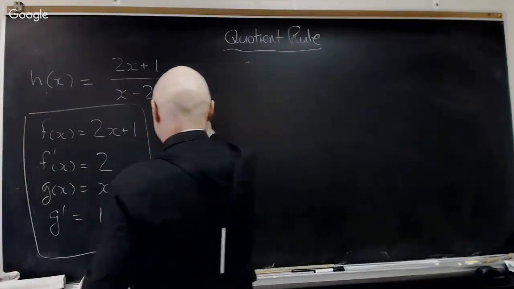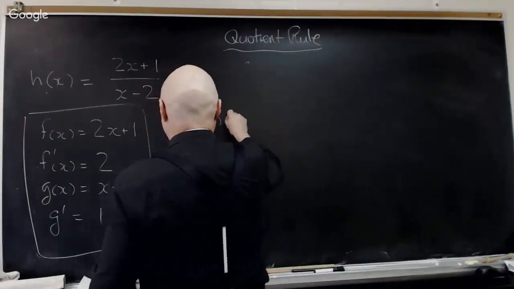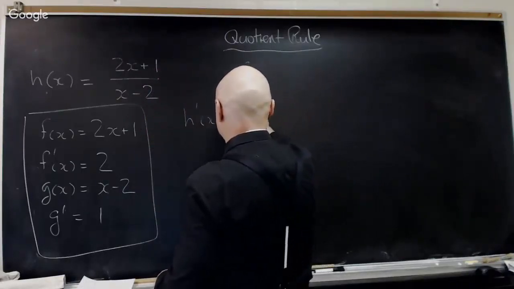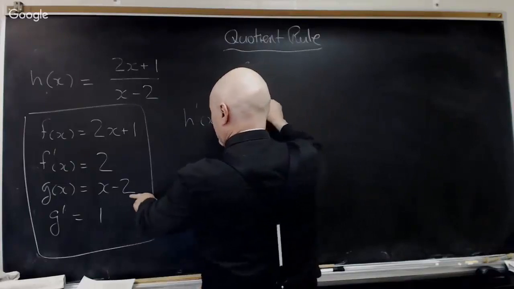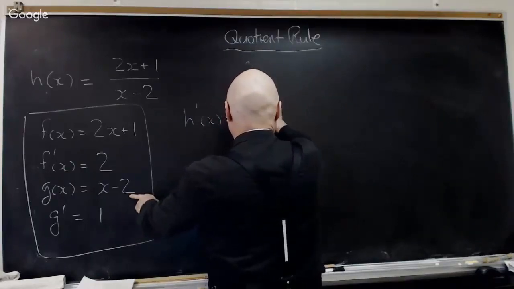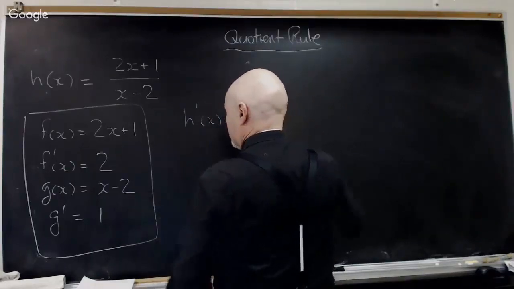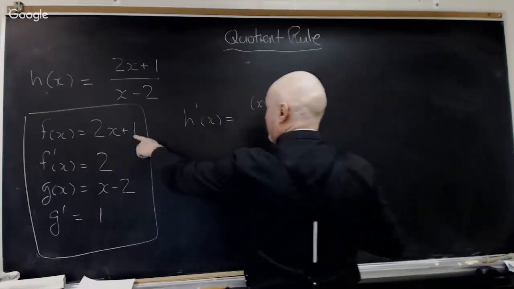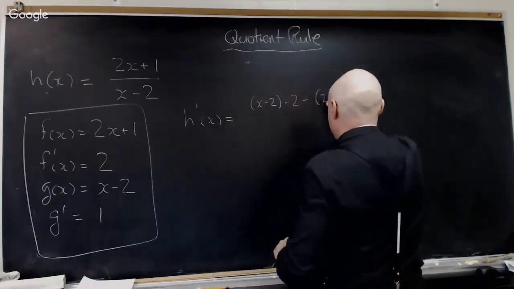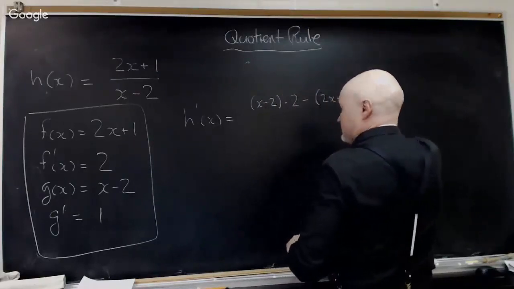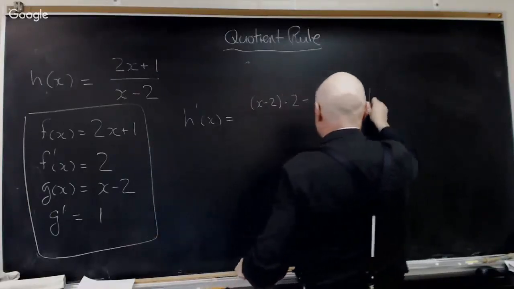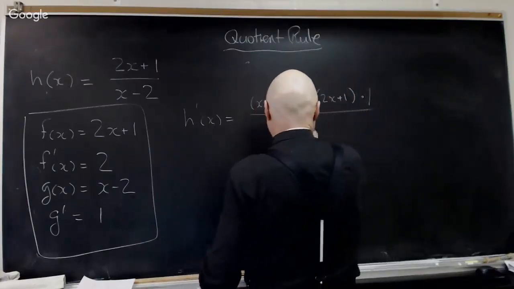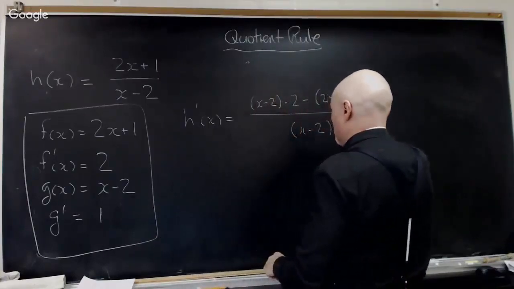Okay, so the derivative of h at x is equal to the bottom, which is x minus 2, times the derivative of the top, which is 2, minus the top, which is 2x plus 1, times the derivative of the bottom, which is just 1, and this is all over the bottom squared, and so it's over x minus 2 squared.